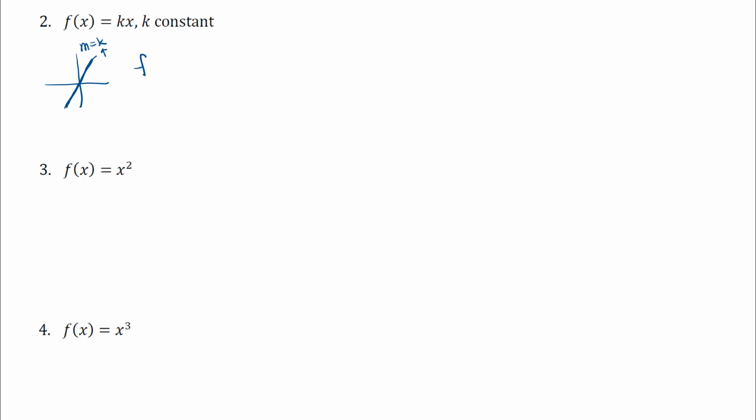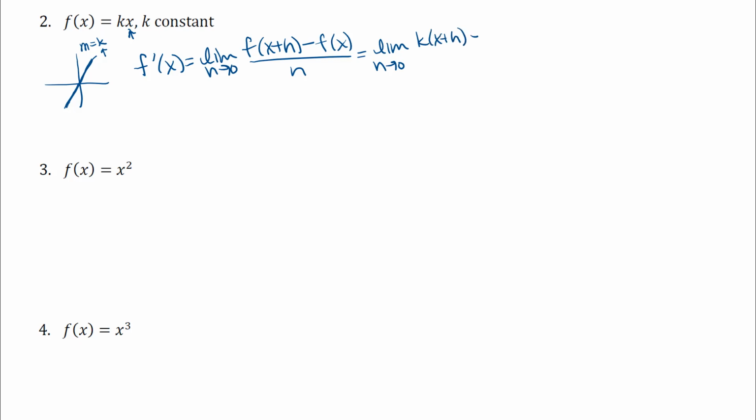But let's go ahead and use that limit definition to actually go through the process and prove that that really is what we get. All right, so f of x plus h minus f of x all over h, and we have that limit as h approaches 0 out front. When I put x plus h into the function in place of x, I'll have k times x plus h minus, and then the original function, f of x, kx all over h.